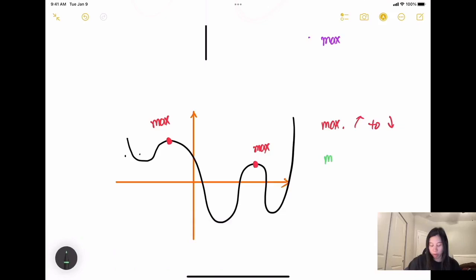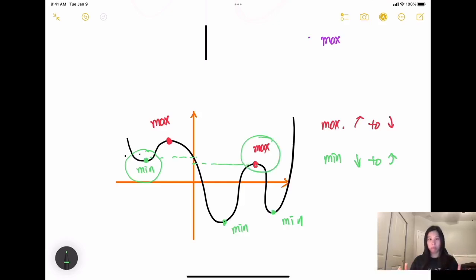So a minimum is where the graph goes from decreasing to increasing, which is here, here, and here also is a minimum. If you take a look, this minimum probably is higher than this maximum. So like I said, sometimes you will see a minimum has a bigger value than a maximum.